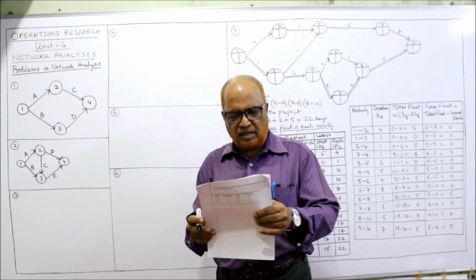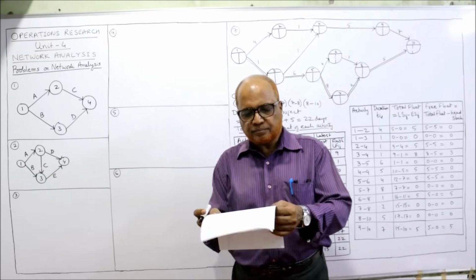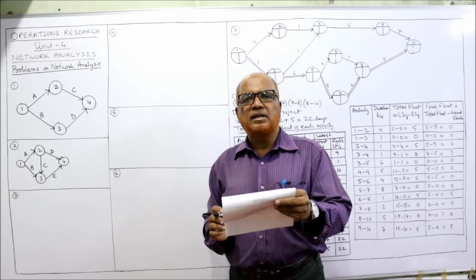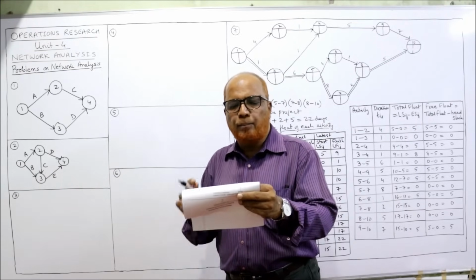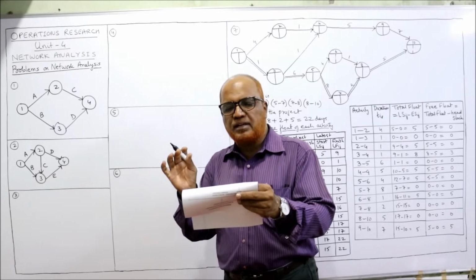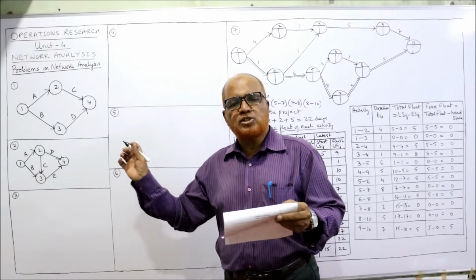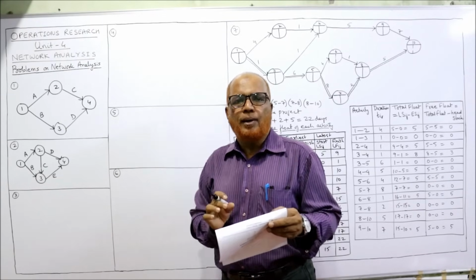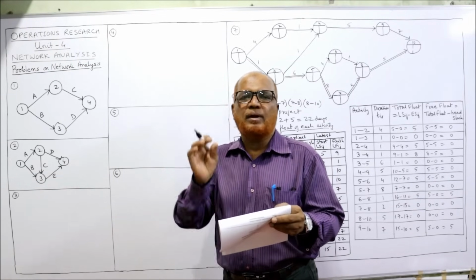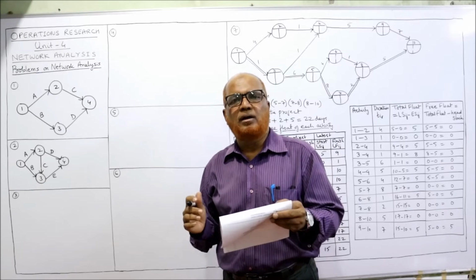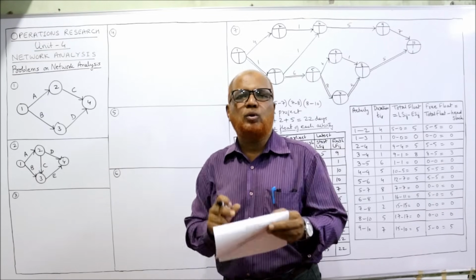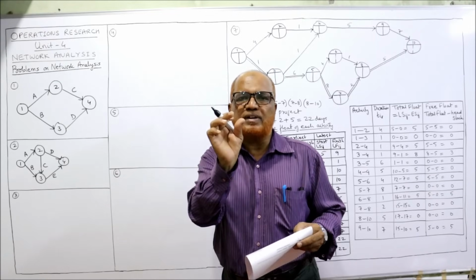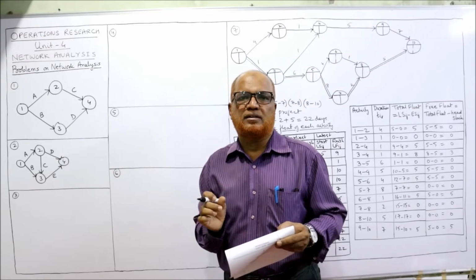We are drawing the network. Third, given the following table, develop a network. Beginning event, ending event, activity. In the previous problems, activity names were given: A, B, C, D, E. But here activities are given from event number to event number. For example, first activity 1 to 2. That means from the first event to the second event.